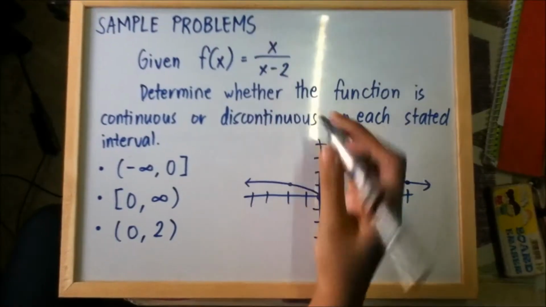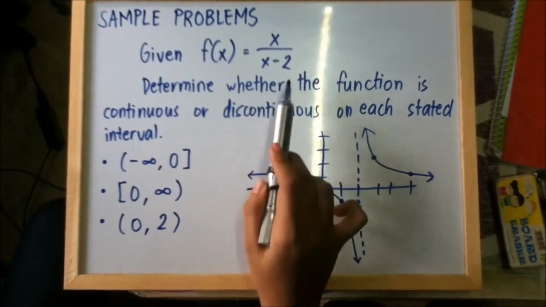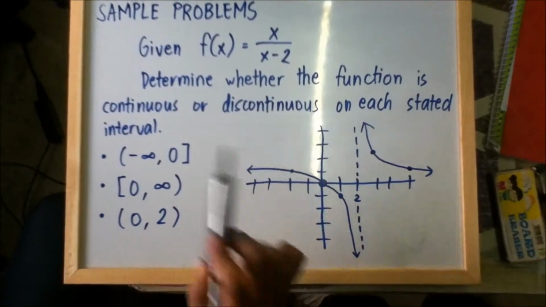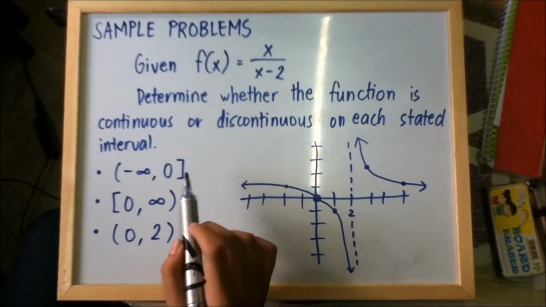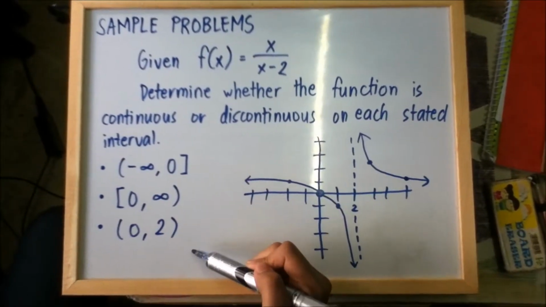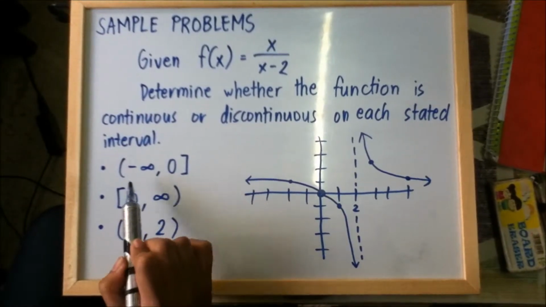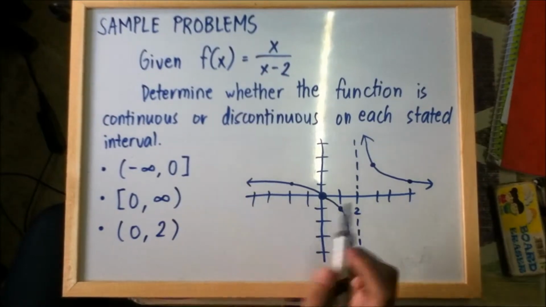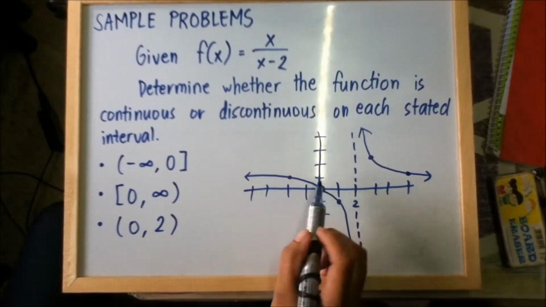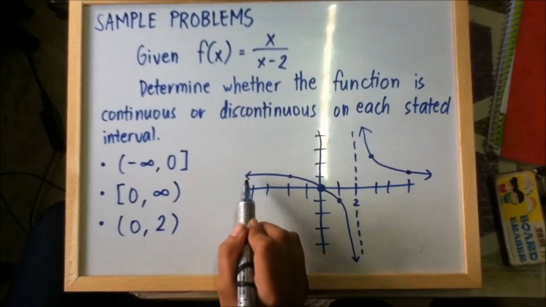So for our sample problems, given the function x over x minus 2, determine whether the function is continuous or discontinuous on each stated interval. So these are the intervals. First is negative infinity to 0, including 0. This is 0 and this is through negative infinity.